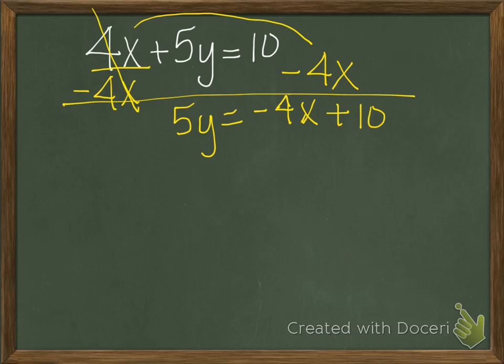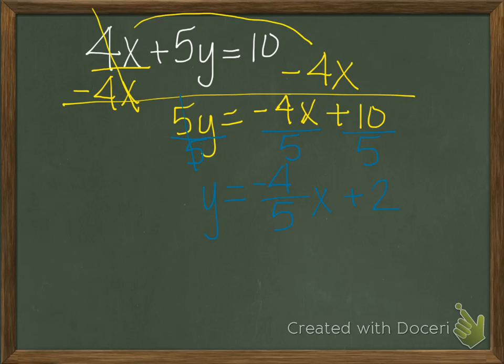plus 10. Now I need to get my 5 on the other side. I don't need to move the y, I just need to detach these. They're being multiplied, so take the opposite, which is division. So we need to divide everything by 5, not just 1, but everything. I'm going to be left with y equals 4/5 does not reduce, so negative 4/5 x, and 10 divided by 5 is going to give me 2, and it's positive, so plus 2.